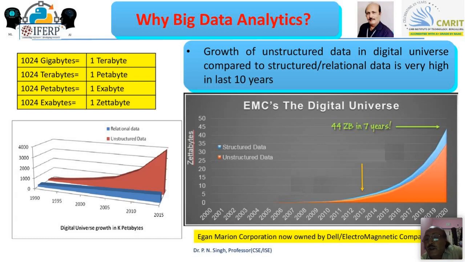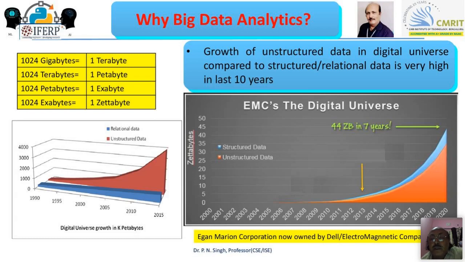It has the 3V, 4V, 5V, and now they are talking about the 6V also: volume, veracity, velocity, variety, value, all those Vs. For that, I am sharing my depth. So the first condition of big data is that it has some semi-structured data. In the last decade, from 1990 to 2015, this data is taken from Meridian Corporation, now owned by Dell EMC Corporation.